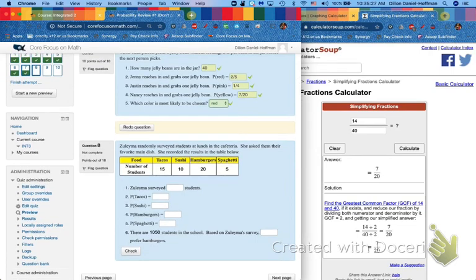All right, number 8. Zulima, shout out to a student of mine I had years ago with that same name. Randomly surveyed students at lunch in the cafeteria. She asks them their favorite main dish. She recorded the results in the table below. This is always so sketchy. Oh, cafeteria food in school.